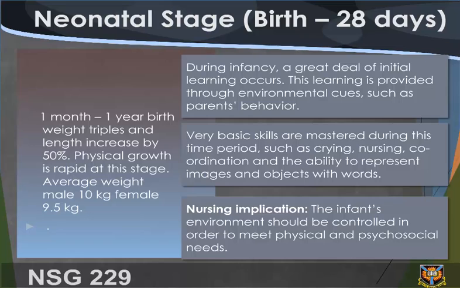During infancy, a great deal of initial learning occurs. This learning is provided through environmental cues, such as parent behavior. Very basic skills are mastered during this time period, such as crying, nursing, coordination, and the ability to represent images and objects with words. Nursing implication: the infant's environment should be controlled in order to meet physical and psychosocial needs.